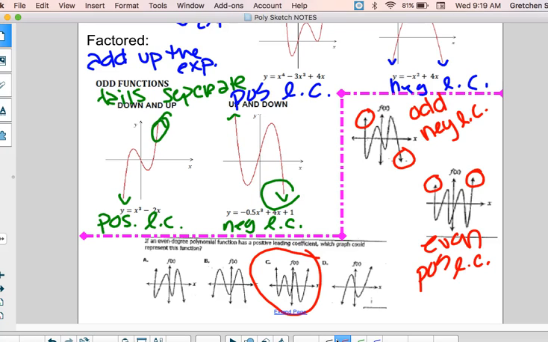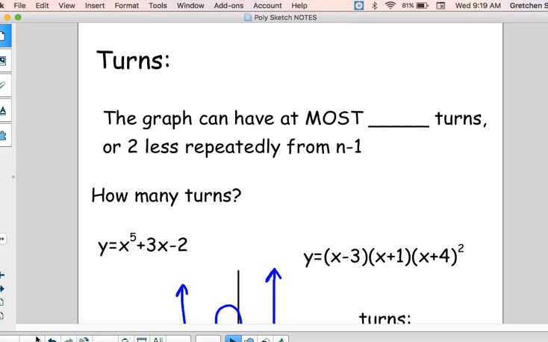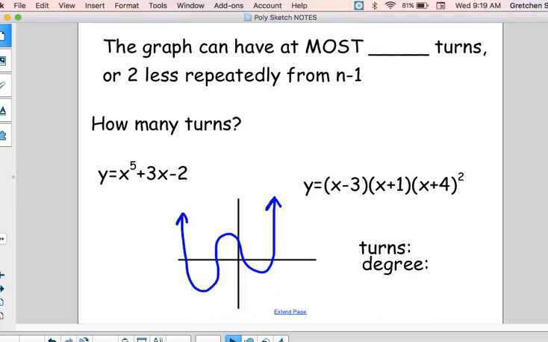Questions on the end behavior? The next thing we look at is the turn. So how many turns can a polynomial take? Since it's a polynomial, we're going to end up with stuff like this. So when I say a turn, how many times does this graph turn around? 1, 2, 3. It has 3 turns.